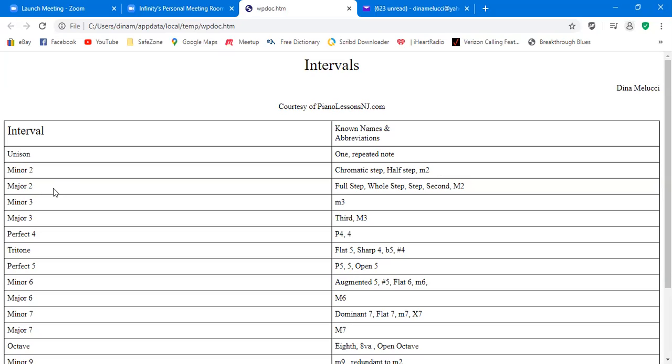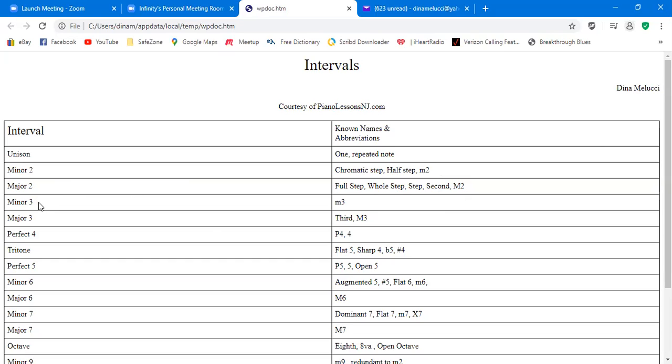So harmonic means that we're playing both of the notes at the same time. Ascending means it goes up, and descending means it goes down. So a major 2 is also known as a full step or a whole step, or simply just a step, or a second, right? Or a major 2.